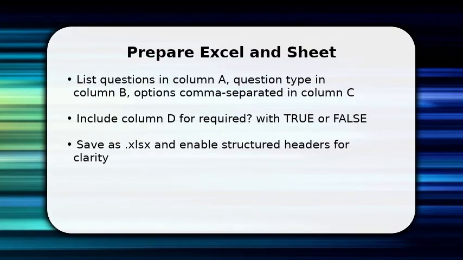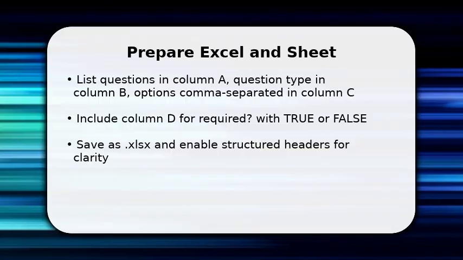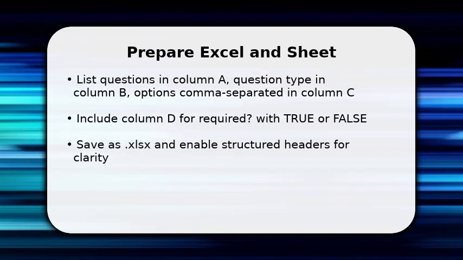You start inside Excel with a clean worksheet that represents your form schema. Enter each question in column A, choose a type like short answer or multiple choice in column B, and put option values separated by commas in column C. Mark required questions in column D with true or false. Once done, save the workbook as XLSX and make sure headers are clear.